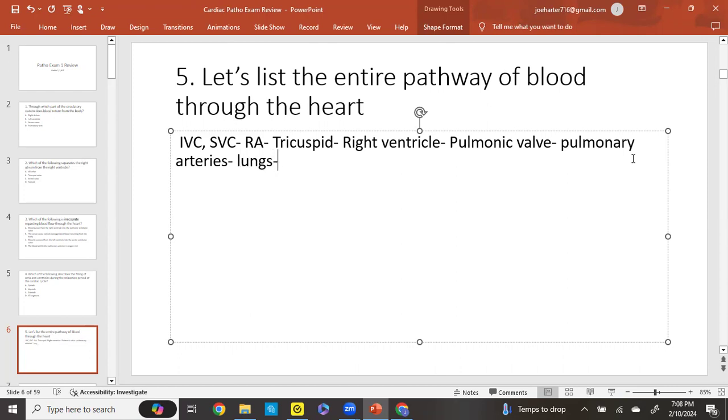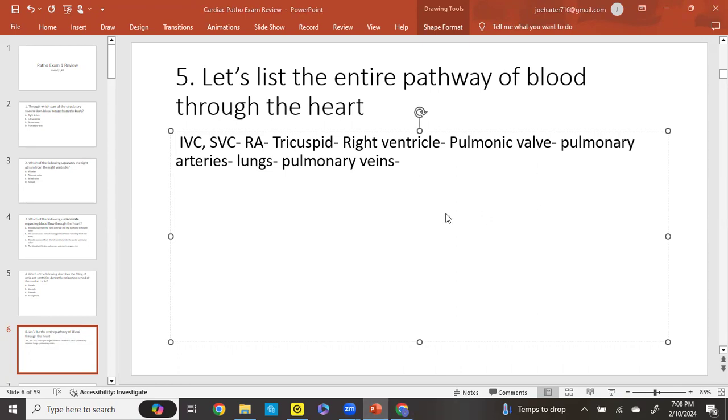So lungs. And then where are we at now? It's going to come back in through the pulmonary veins. Yes. Okay. So we've come back to the heart. We've come full circle, so to speak. So where are we going to be now?